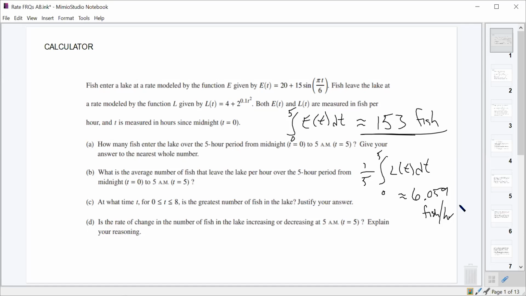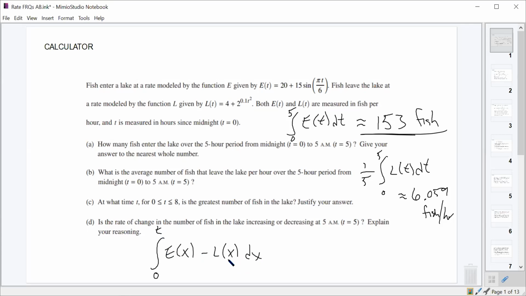Part C, how do we determine the greatest number of fish in the lake? Well, the greatest number of fish in the lake would occur when the function that represents the number of fish in the lake is at a max, right? And so how do we determine that's at a max? Well, first we got to figure out when it's at a max, or at a min, when it has a critical value. So what's the function that represents the number of fish in the lake? Right, the integral from 0 to t of E minus L. That's how many fish are in the lake.